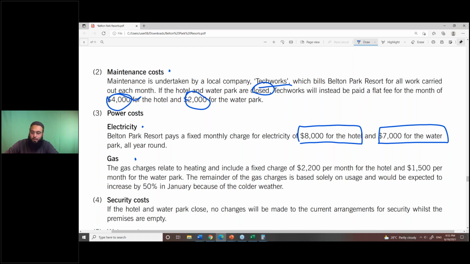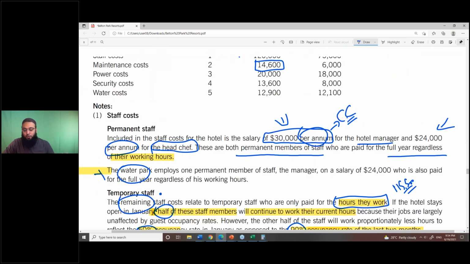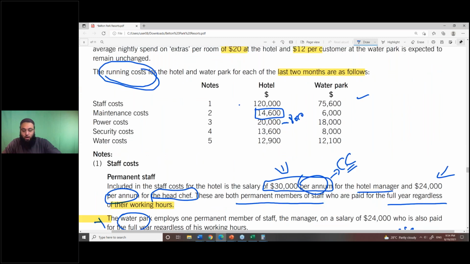No issues. Okay. Now, this is a fixed monthly charge. Do you think this is incremental or it's a committed cost? So it's a committed cost. You have to bear it irrespective whether you continue or not. So in this power cost, there is electricity cost of 8,000, which definitely is not a relevant cost at all, because you will not incur this cost anymore. Are you getting the point? I hope you understand this, because this is quite straightforward and no issue as far as this is concerned.